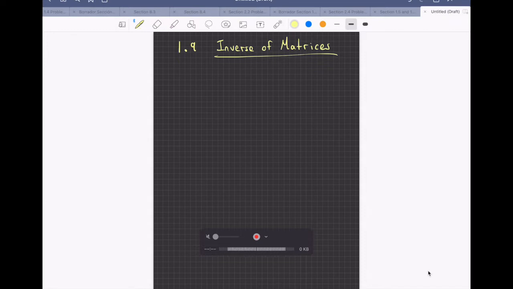Section 1.9. Inverse of matrices. First, definition.